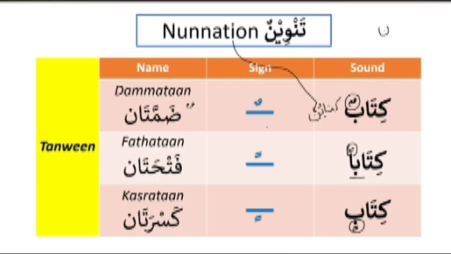So it is kitabun. Similarly, kitaban. So only the haraka changes, the pronunciation remains the same, kitaban. And again, the haraka changes over here, or the vowel sound changes here, so it becomes kitabin. So at the end, what do we have? The noon sound. That's why it is called tanween.